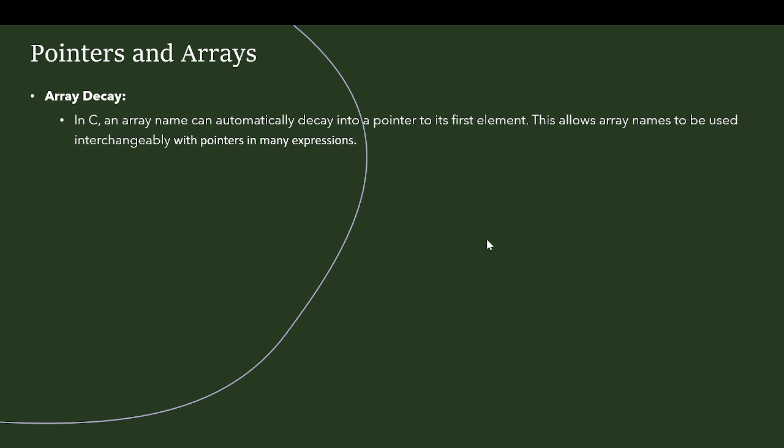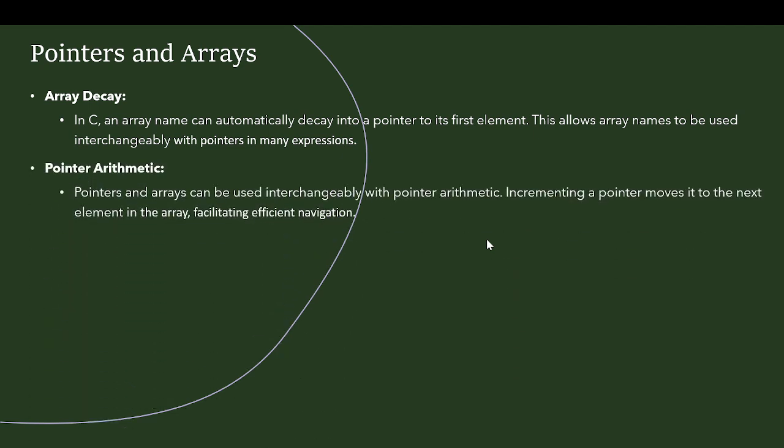The name of an array is a pointer to that array. It means that the name of an array points to the first element of the array. This allows array names to be used as pointers interchangeably. Pointers and arrays can be used interchangeably using pointer arithmetic. Incrementing the pointer helps us in accessing the next element in an array, which facilitates efficient navigation.